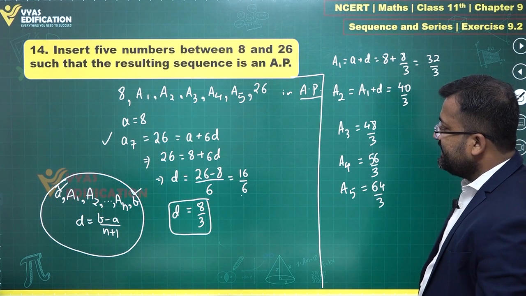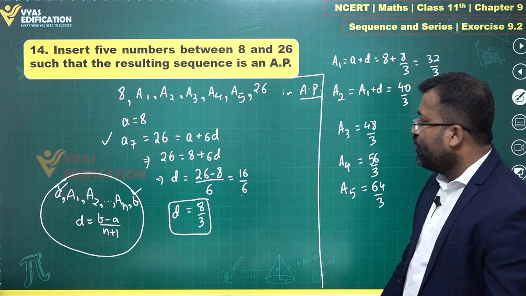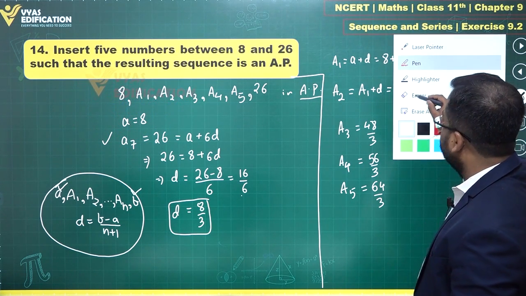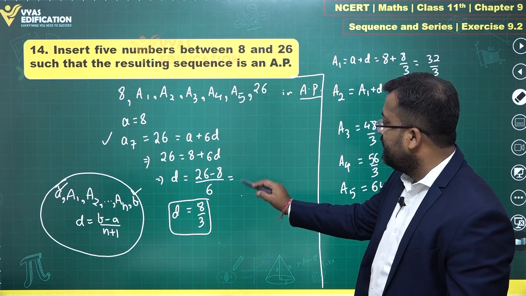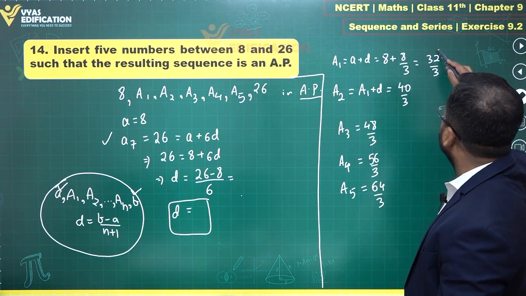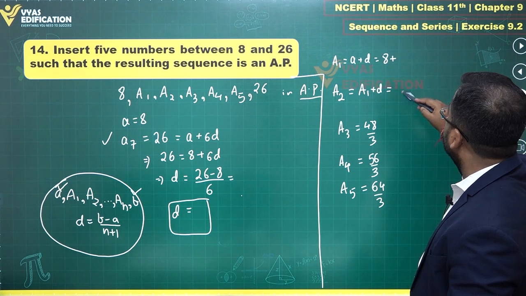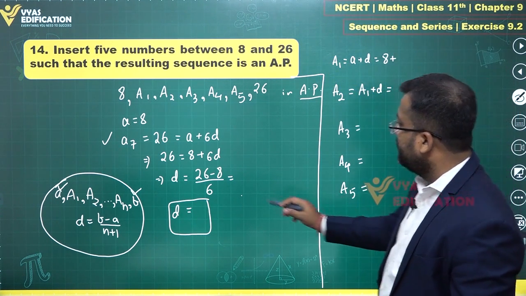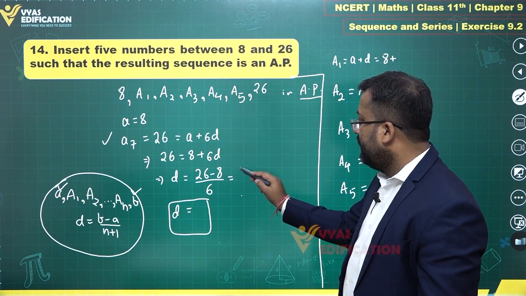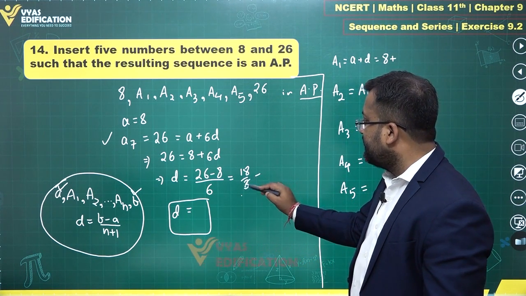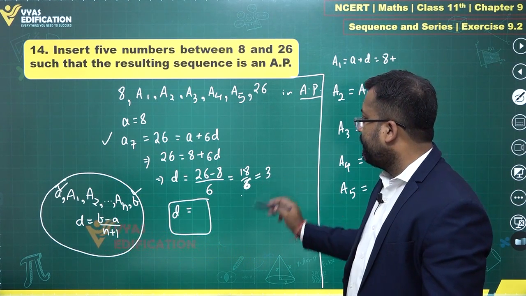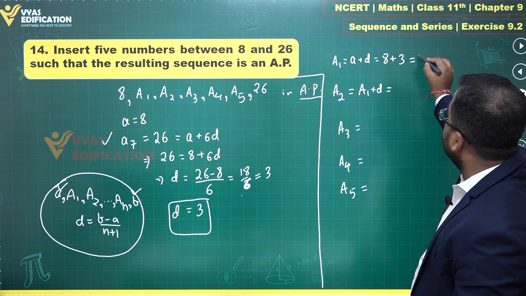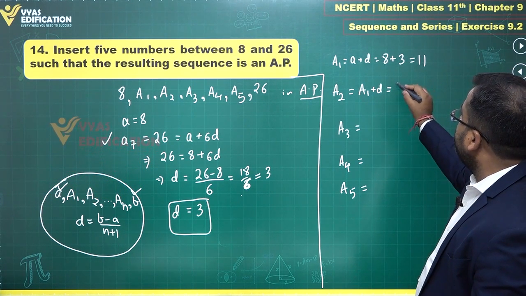Just a minute. 26 minus 8 will be 18 by 3, 18 by 6, not this. Let's make that correction. This is 9 by 3. This is a small correction over here. Yes, 16 by 3 will not be the case. This is 18 by 3, which is 18 by 6, which is 3. Okay, so d is 3 actually. Yes, and this will be 3, which is 11. This will be 11 plus 3, which is 14.